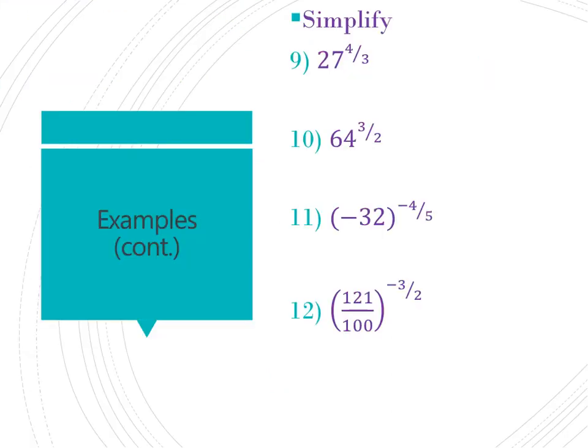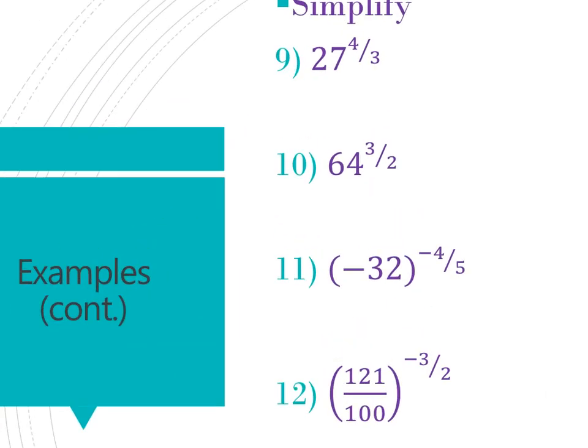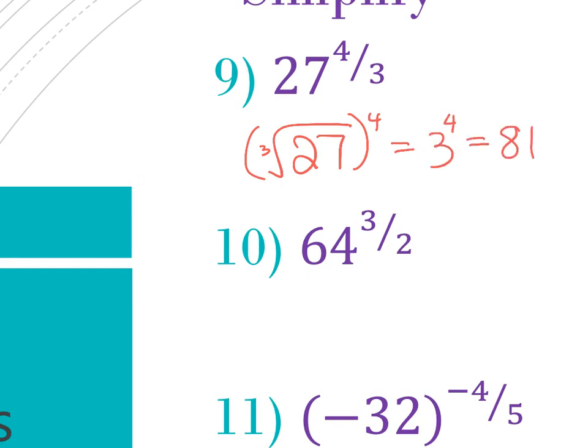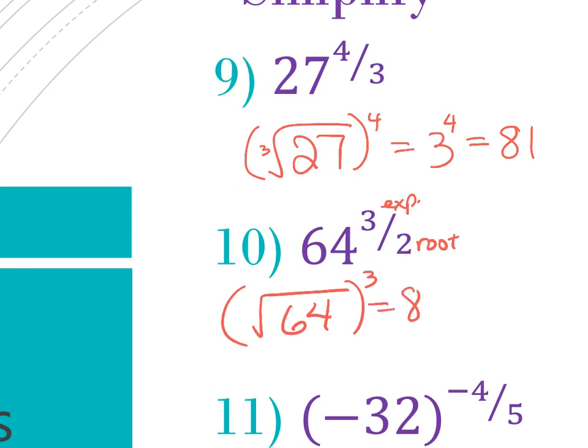So again, more practice of the same. Whenever you have something raised to a fraction exponent or a rational exponent, again, the denominator is the root. The numerator is the exponent. The cubed root of 27 is 3. Raised to the 4th power is 81. Same thing here. This is the root. This is the exponent. Square root of 64, and then you will cube the answer. This is 8. Cube it, 512.